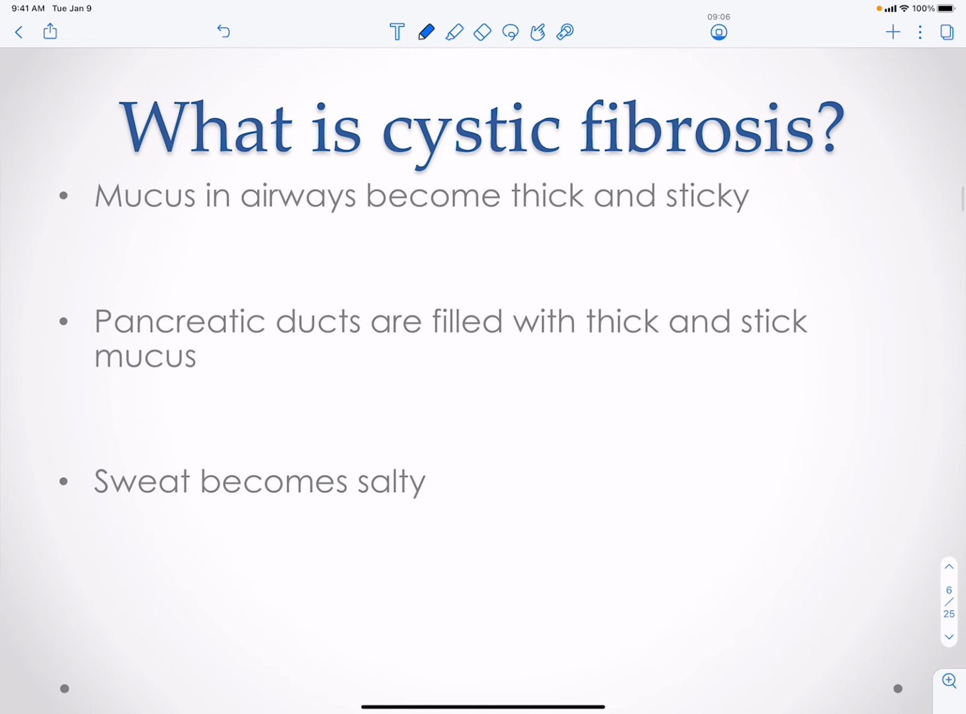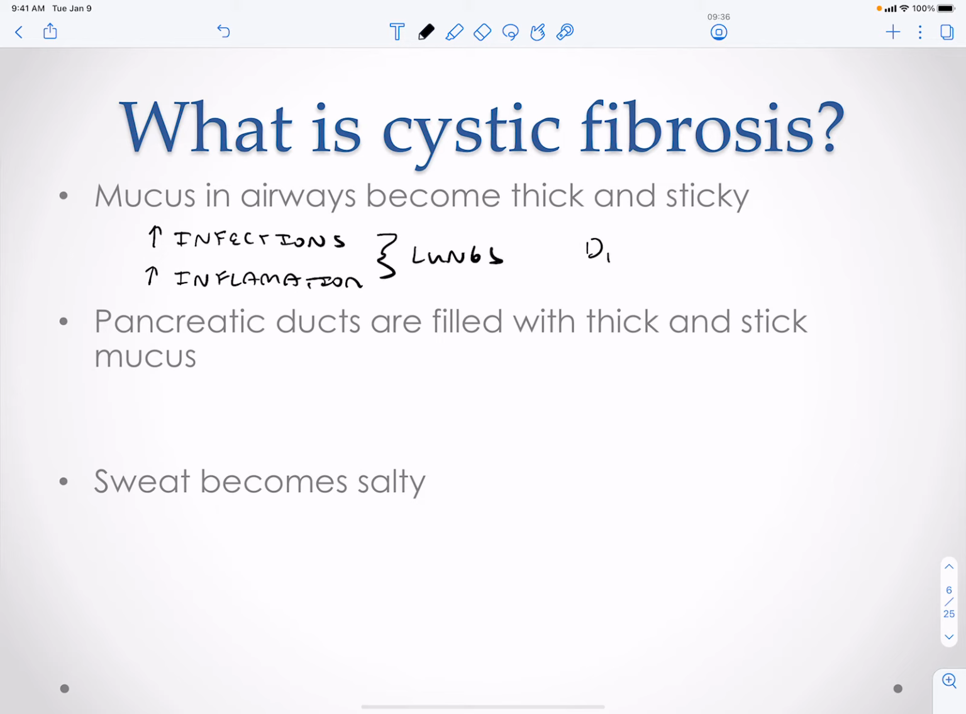So cystic fibrosis leads to airways that have very thick and sticky mucus. And this leads to the result that infectious diseases are increased, as well as lung inflammation. So you get an increase in infections and an increase in lung inflammation, and this is all in the lungs. And so you get damage to the lungs.